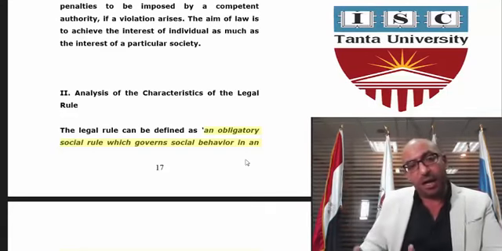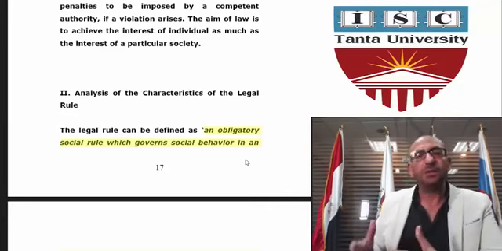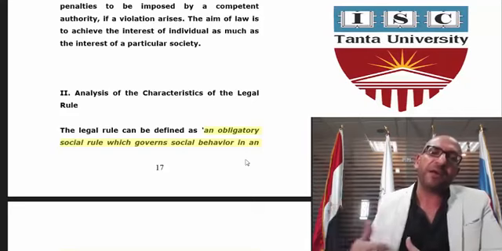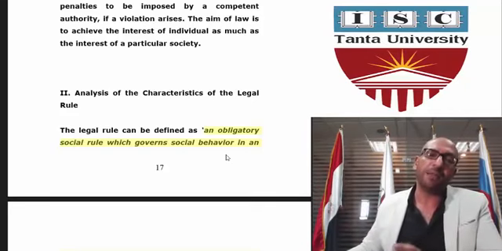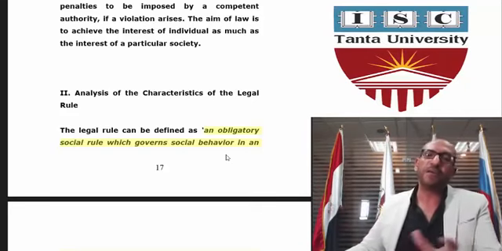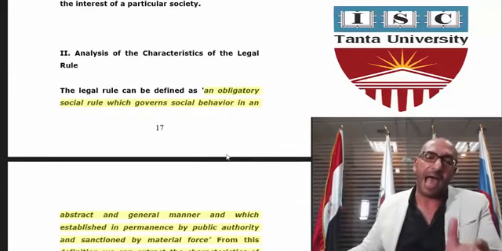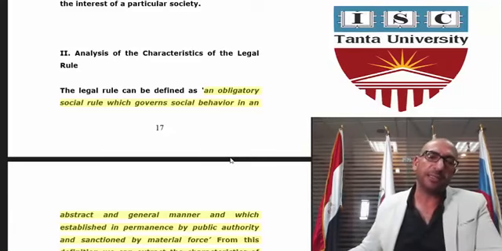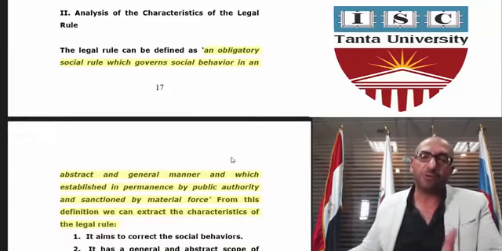Each article forms a rule. So what is the definition of the legal rules? The legal rules can be defined as the following: obligatory social rules which govern social behavior in an abstract and general manner, and which are established in permanence by public authority and sanctioned by material force.